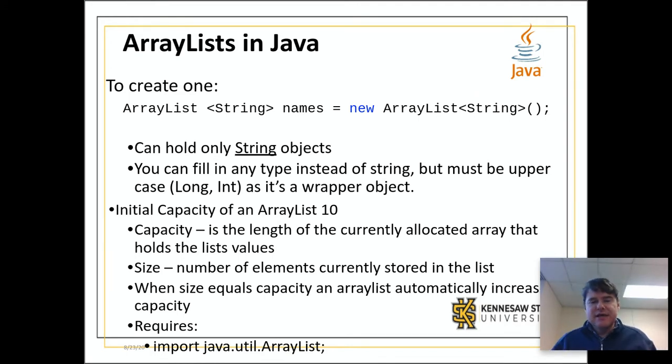So the deal is array lists are of a specific type. So much like an array, when you make it, you say it's an array of integers, or it's an array of characters, or it's an array of dogs, whatever your type may be. Array lists are the same thing. But the way that you specify the type is that you pass it in almost like a parameter at the time you're making it.